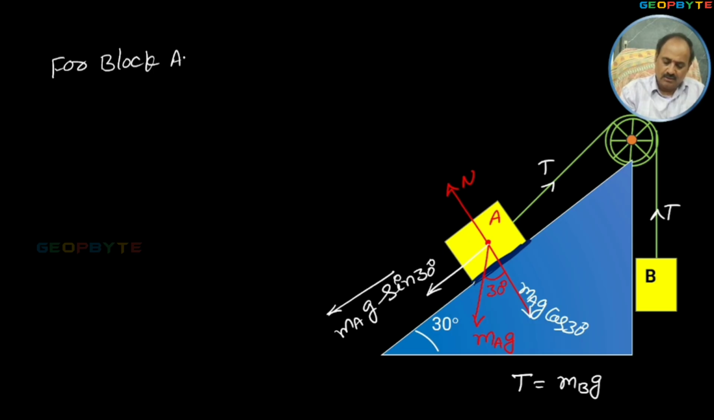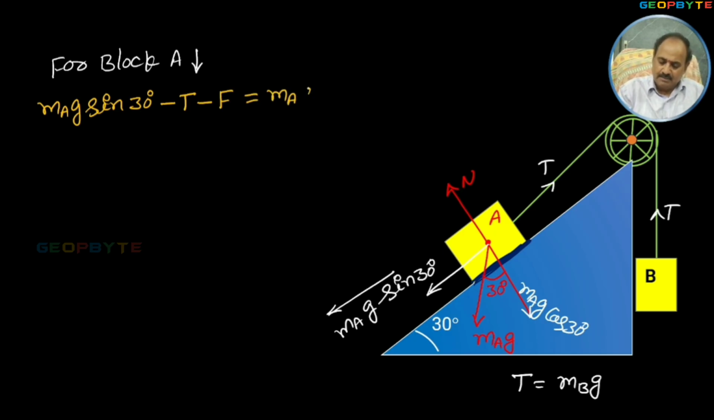Block A is moving downwards. For that, MA g sin 30 degrees must be more than the tension and the frictional force. This is the net force. This net force must be equal to mass of A multiplied by acceleration. So net force, according to Newton's second law, must be equal to mass times the acceleration.